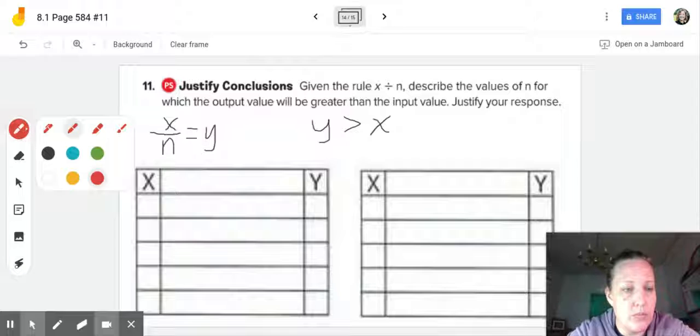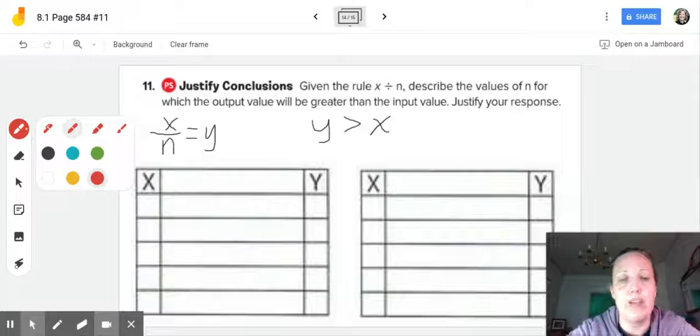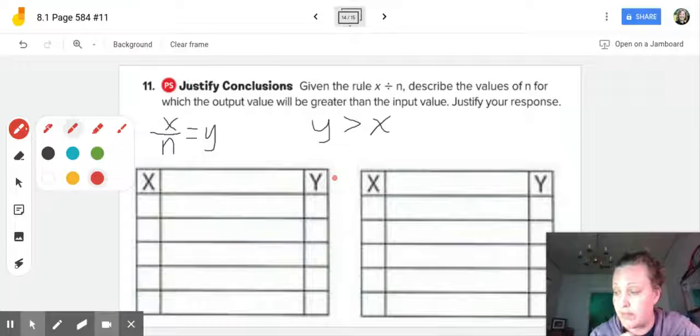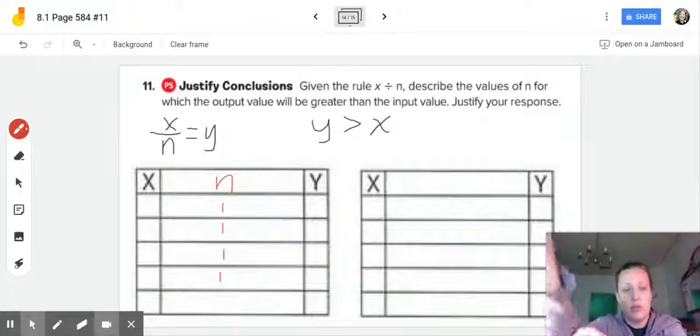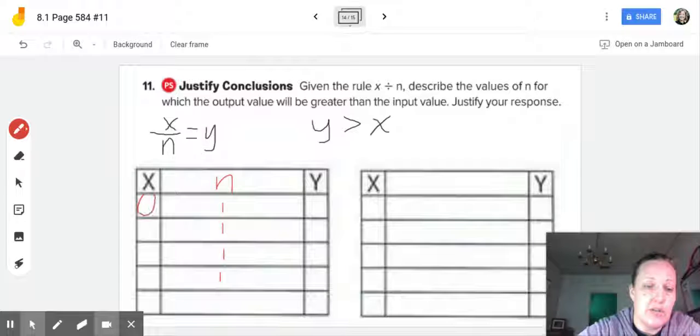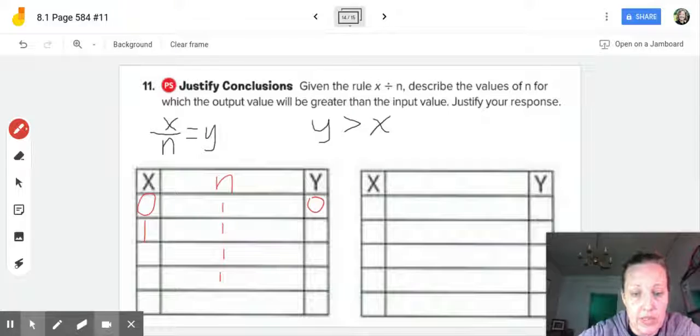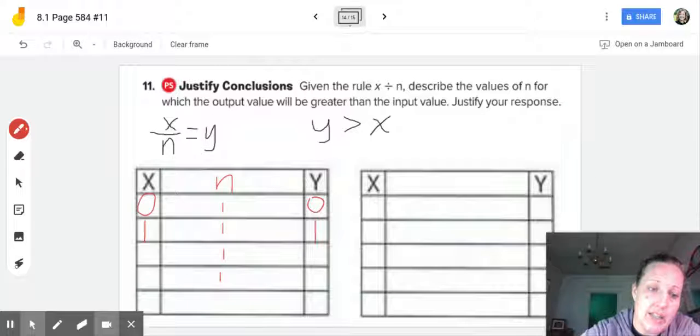When we plug in values and we look for patterns, that's a problem-solving method. So I'm going to start with making this n, and I want to see what happens when n equals 1. 1 is a great number to try. When x equals 0, what is 0 divided by 1? It's going to be 0. When x is 1, 1 divided by 1 is 1. When x equals 2, 2 divided by 1 is 2. When x equals 3, 3 divided by 1 is 3.